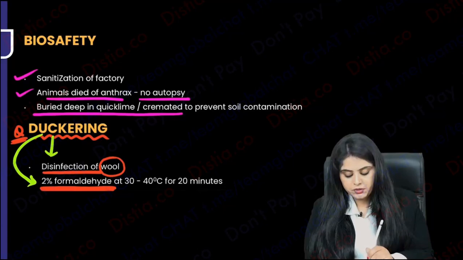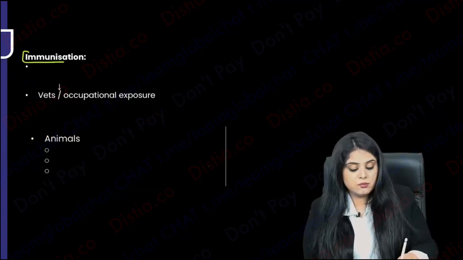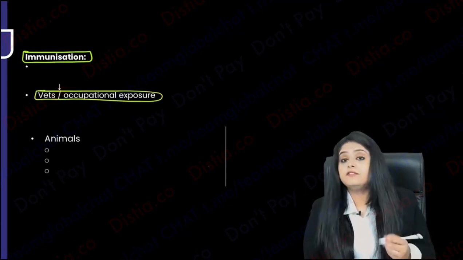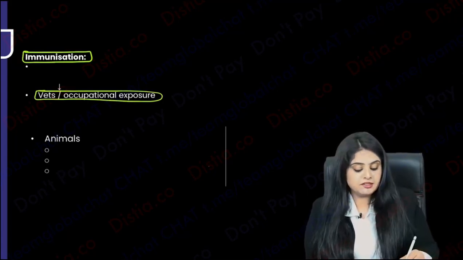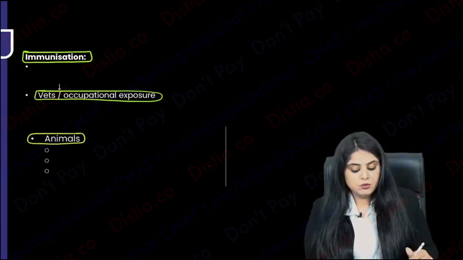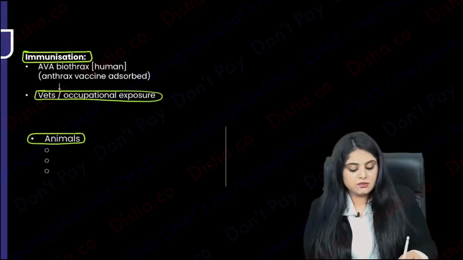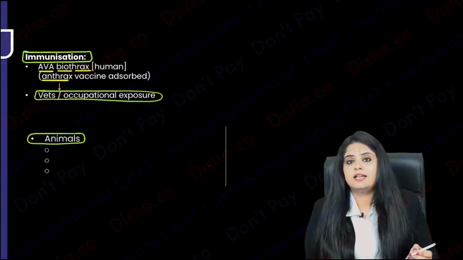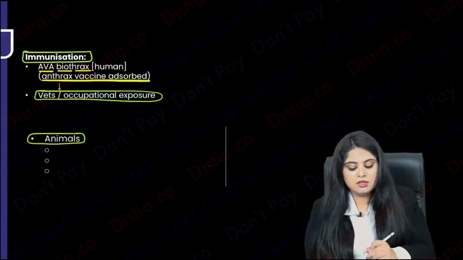Now tell me, how are you going to do the treatment and what is the vaccine status? So let's start with the vaccine, because that is always more important. Now see, immunization will be for two groups. One is humans, of course the vets, veterinary, because they can have pre-exposure prophylaxis, post-exposure prophylaxis, and secondly, the immunization of the animals is also going to happen. What happens in the humans is known as, by the name only you will be able to guess, guys, Ava biothrax. So Ava biothrax tells me it is the anthrax vaccine, the human anthrax vaccine, and it is the anthrax vaccine adsorbed. Okay, so this is what you have to learn.